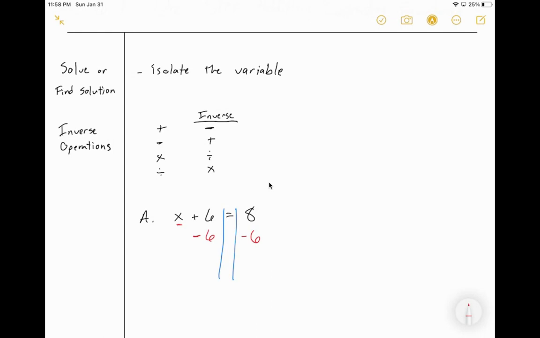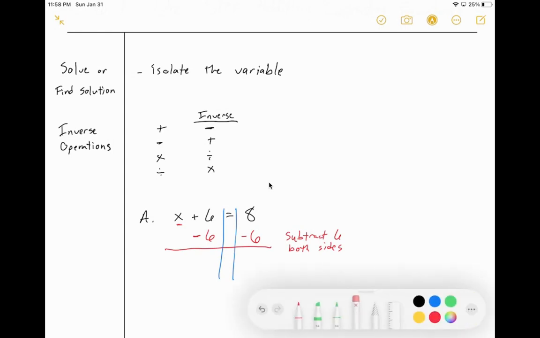So I'm going to subtract 6 from both sides. And I know I'm going really slow for this one, just so we can see. Now, why did I want to do that? Well, let's see what happens. If I subtract 6 from both sides, what ends up happening?